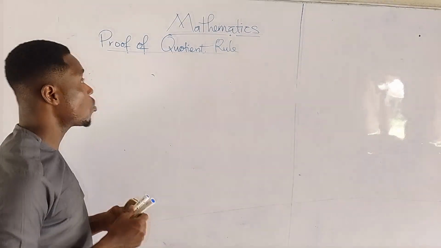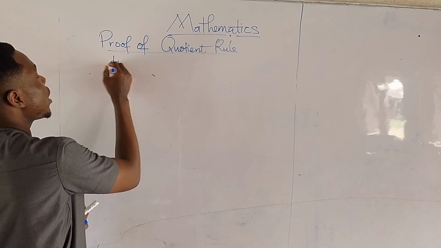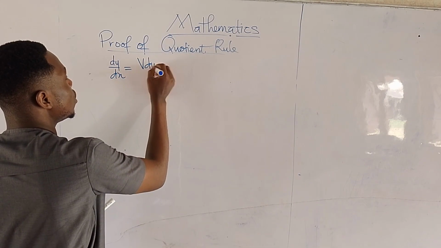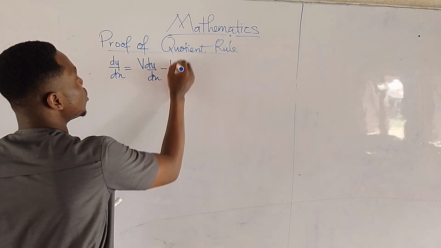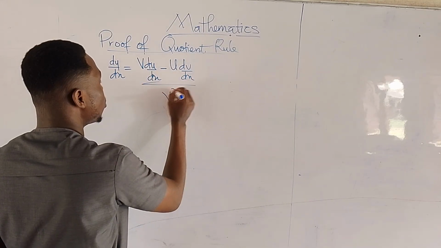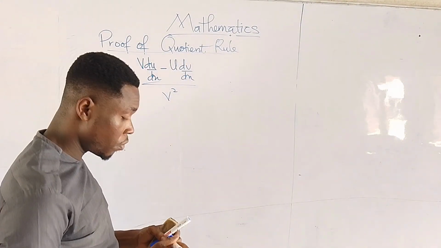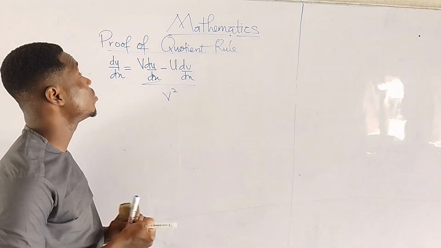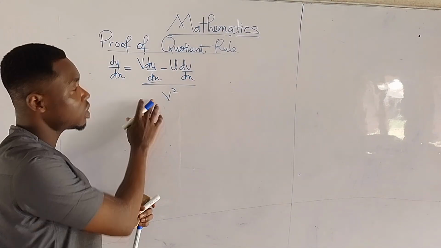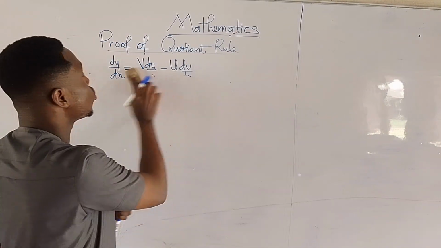We know that for the quotient rule, the general formula given is what? dy over dx is equal to v du over dx minus u dv over dx, all over v squared. This is the general formula we normally use to solve differentiation problems involving what? Involving a fraction, or that relates to the quotient rule. This is the formula we use. But how did the formula come about? That is what we want to prove.